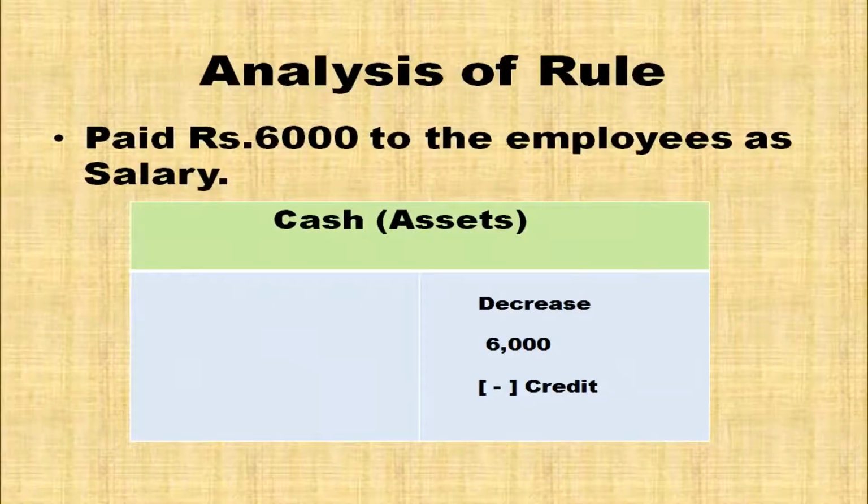What is the rule for expense account? When there is an increase in expense, it is debited. So, as an expense, salary is increasing, so salary account is debited. And cash being an asset, it is decreased, so it is credited. So, in this transaction, two affected accounts are salary and cash. Salary debit and cash credit.